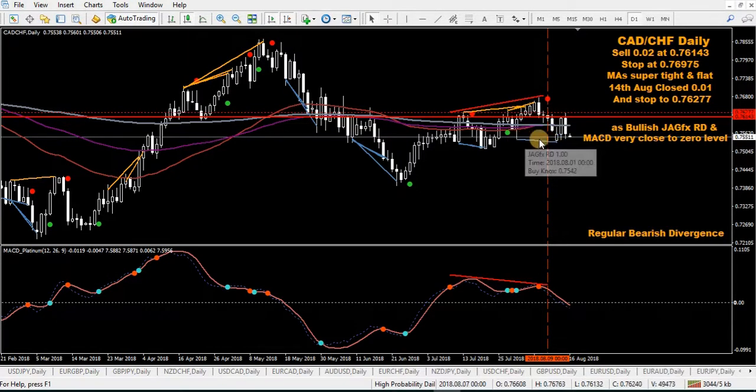Had JAGfx, bullish JAGfx RD, the blue, and that's probably what scared me a little bit. MAs are super tight. Look how tight they are. All three of them are on top of each other, one line. But that's just the way it is sometimes. So I didn't lose any, but I could have made more, but it's over here.